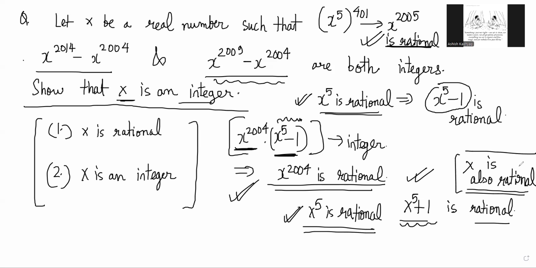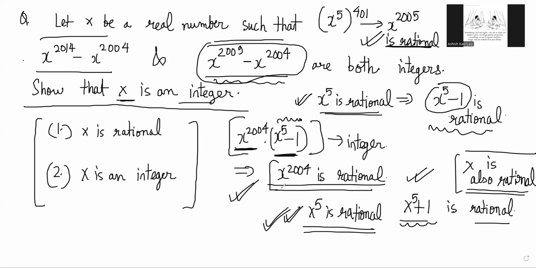Do you understand how we have gotten that x is rational? Yes, sir. It's just a series of steps. We know these are integers. We divided them, got this x power 5 is rational. From there, we got x power 5 minus 1 is rational. From there, and the fact that this is an integer, we got x power 2004 is rational. And from x power 2004 and x power 5 is rational, you can also show that x power 2005 is rational. Which means now the ratio of these two rational numbers means x is rational.